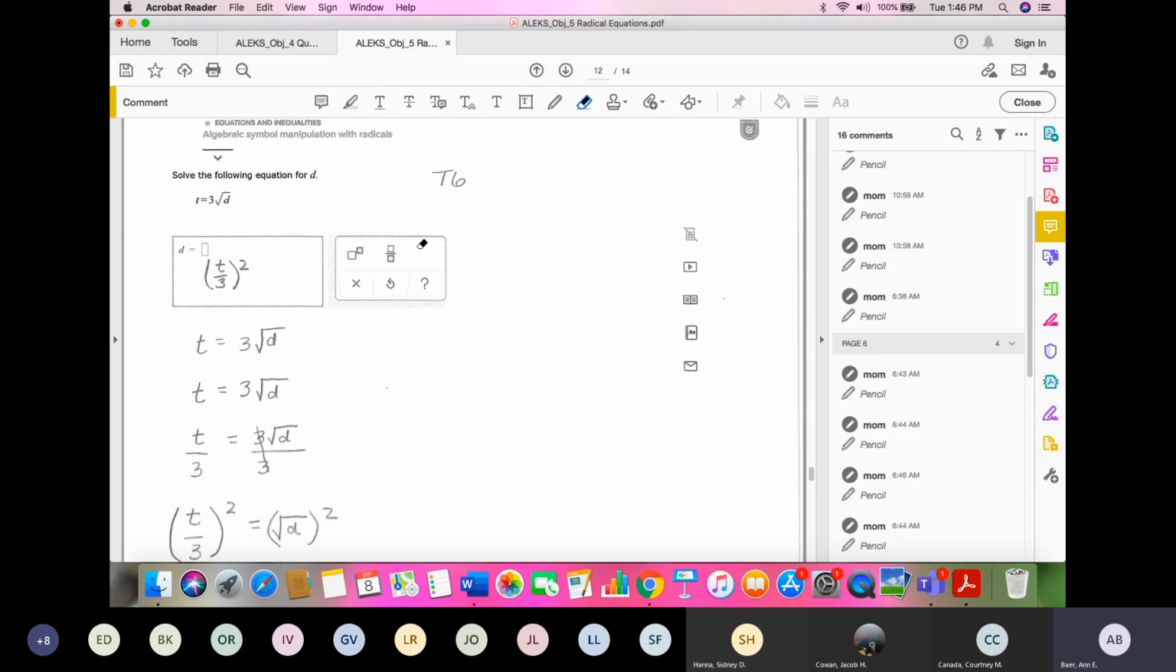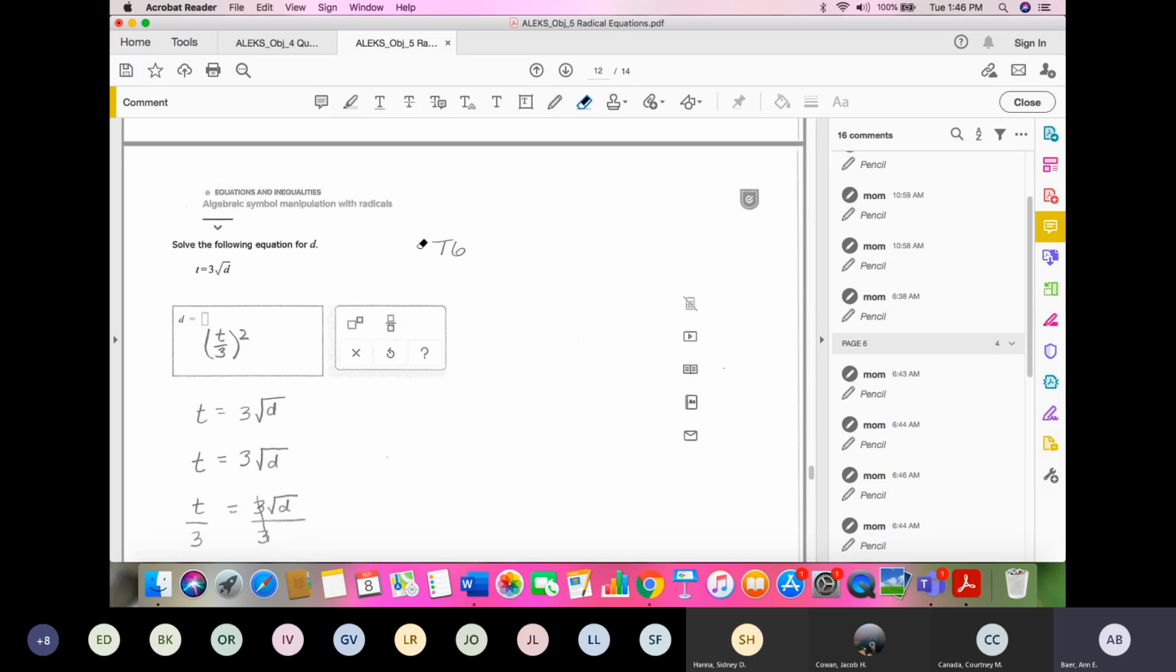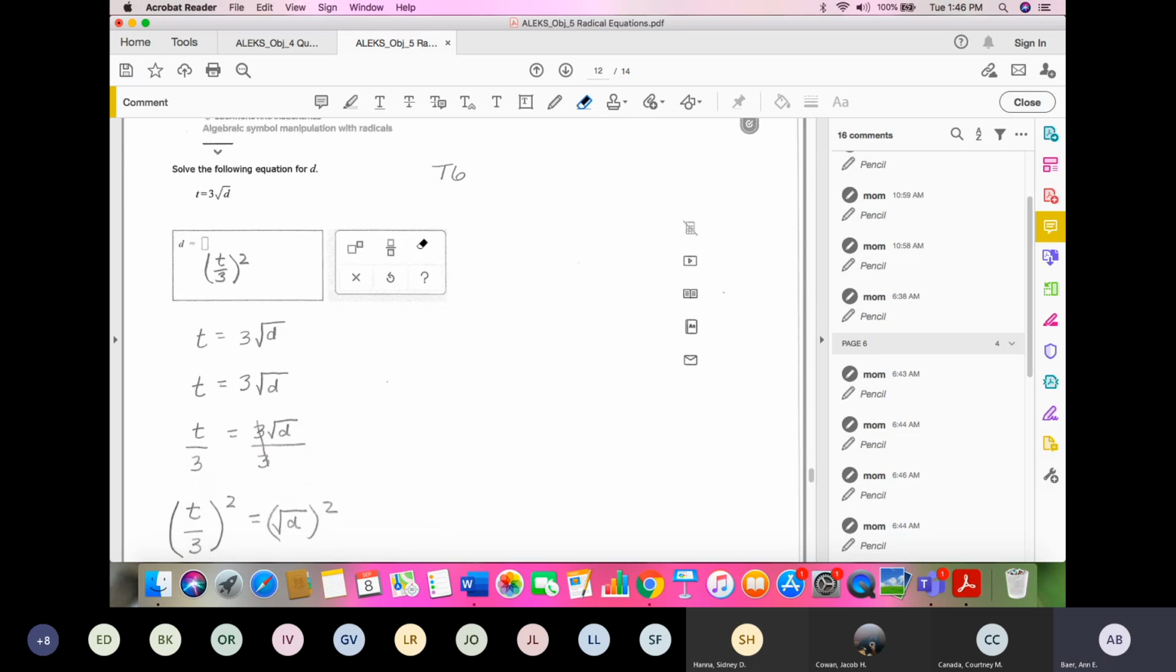You can see it's really, compared to what we just did, it doesn't look too bad. So let's take a look at this one. Solve the following equation for D. Just make myself a note. Okay. Well, all we need to do is solve this for D. Just take and solve it.